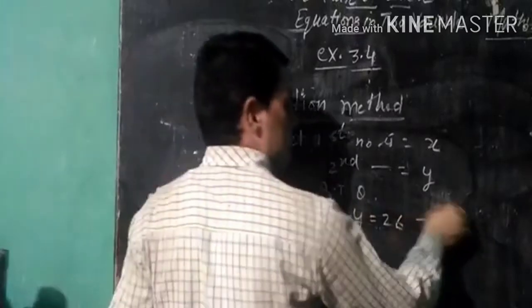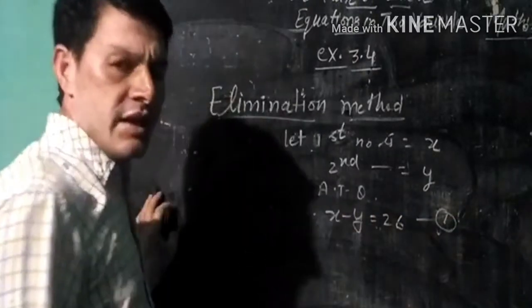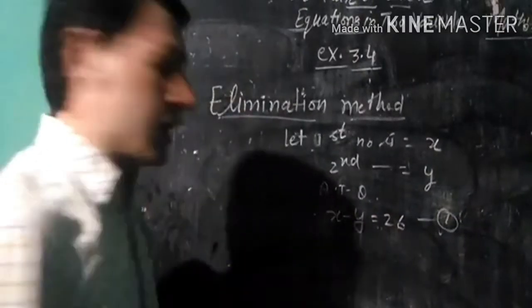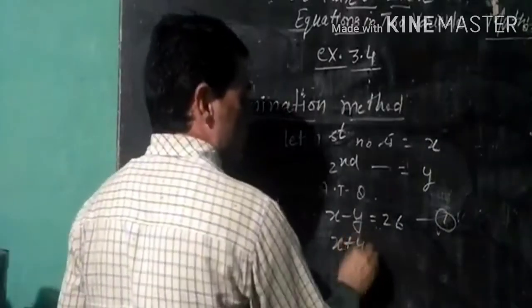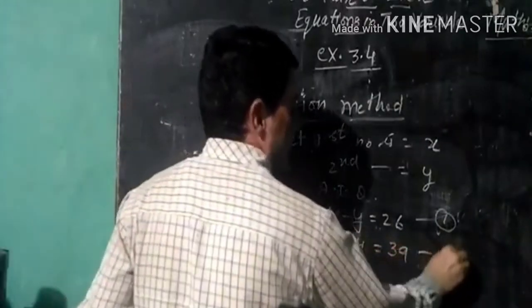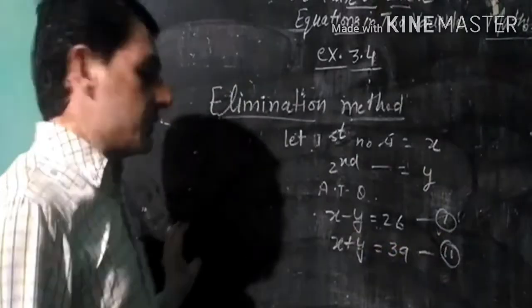This will become the first equation. And the second condition is that the sum of these two numbers is 39. So x plus y is equal to 39. This is the second equation. What do we need to do?